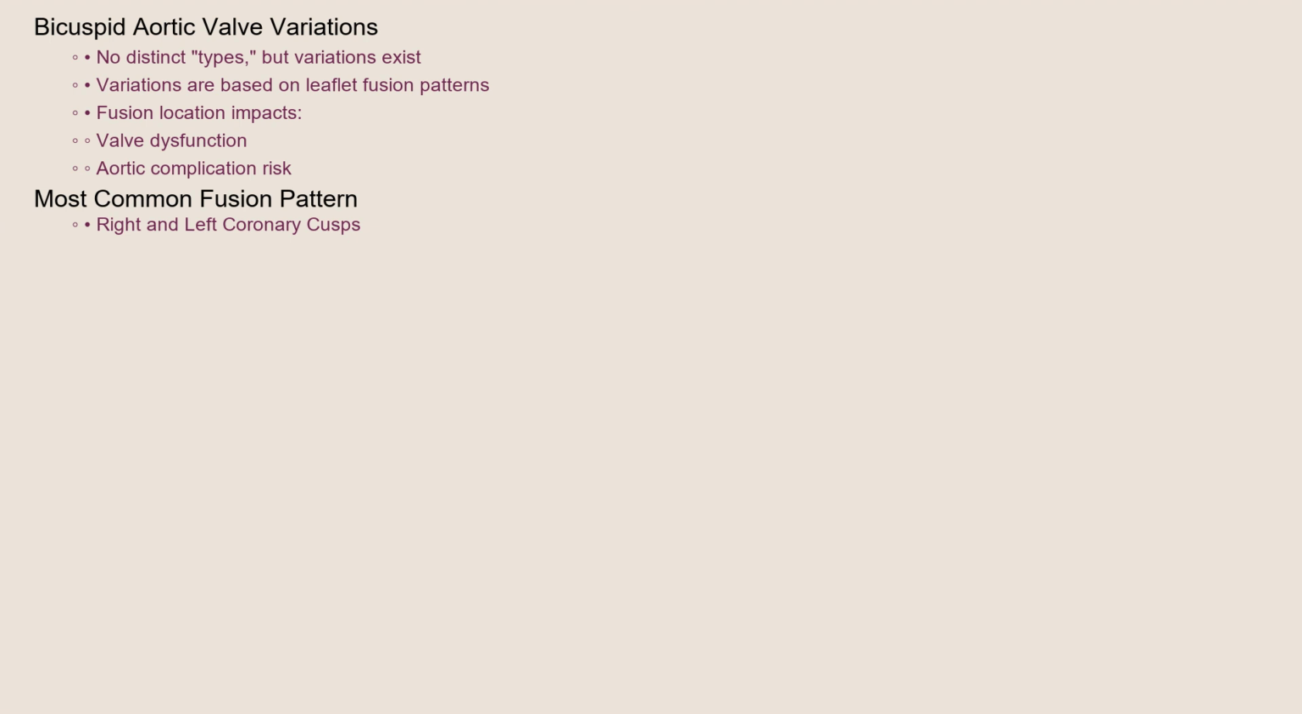While there aren't distinct types of bicuspid aortic valve in the same way you might classify cancers, there are variations in how the 2 valve leaflets fuse. The most common fusion pattern is between the right and left coronary cusps. The location of the fusion can influence the specific type of valve dysfunction and the risk of associated aortic complications.